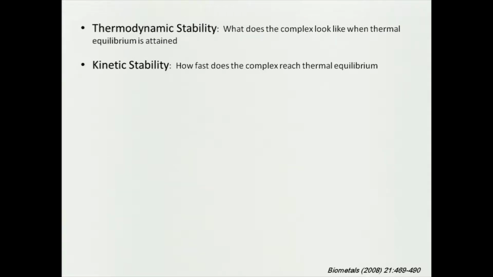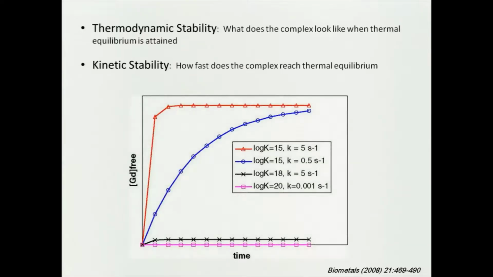Thermodynamic stability basically says, what does the complex look like when thermal equilibrium is attained? Kinetic stability says, how fast does the complex reach that equilibrium? This is the part that oftentimes gets overlooked. So here's a simple model, a cartoon, if you will, that describes four different situations. The red line and the blue line show two complexes that have a very low thermodynamic stability. We're looking at, on the y-axis, free metal being given up by the complex. The main difference here is how long it takes for the blue line, the blue complex, to get to thermal equilibrium. This is an important feature.